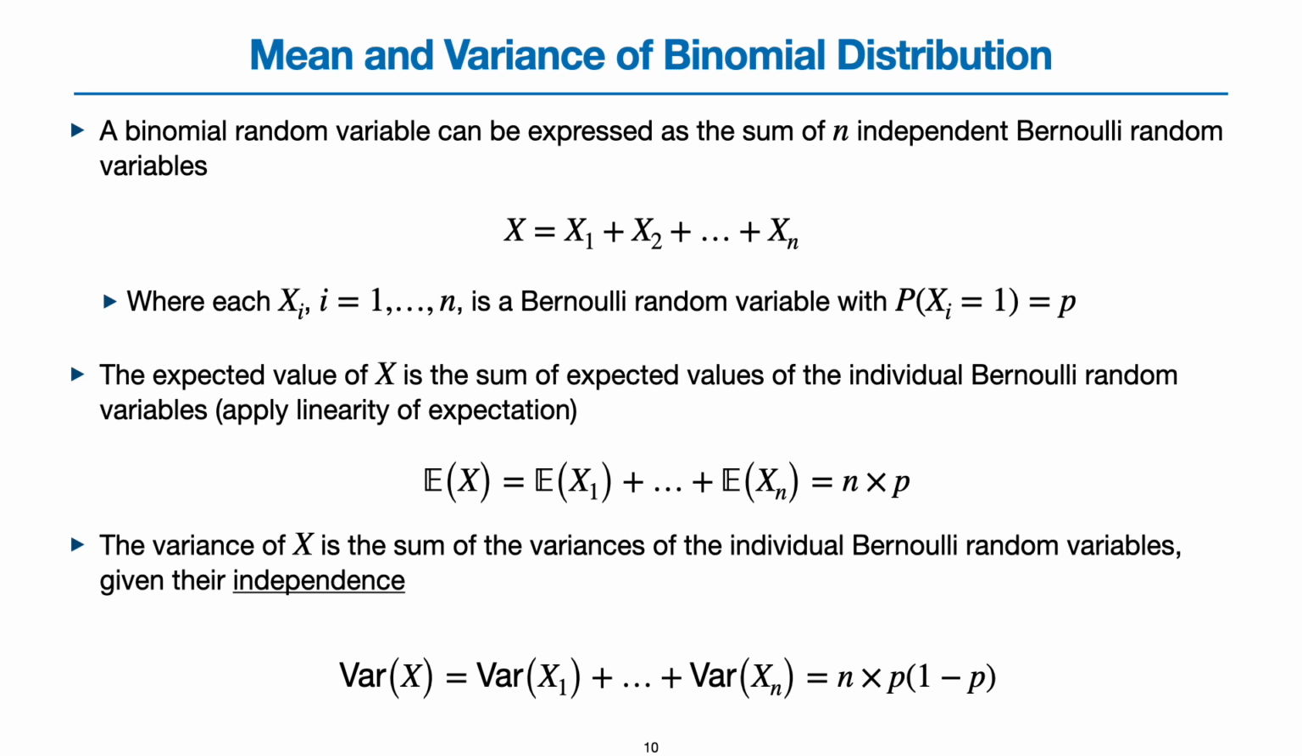So E[X] in this case is E[X1] plus E[X2] plus ... plus E[Xn]. Each of these is p because that's the expected value of a Bernoulli, and you have n of them, so we get n times p. And the variance is also the sum of variances, so we get n times p times (1 minus p). And so that's just finalizing this slide.